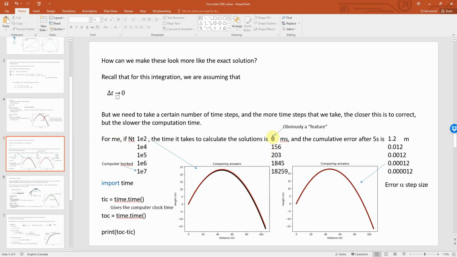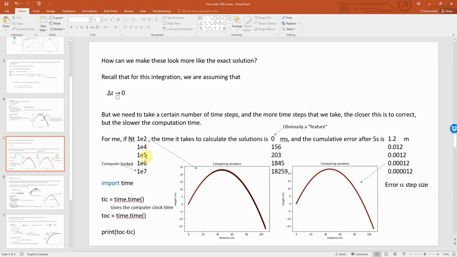But you can see that how long this takes is almost instantaneous. It really takes no calculating time at all. It's so fast, in fact, that because of some feature of this timing function, it records it as 0 milliseconds. But if you increase this to 10,000 steps, then it takes 156 milliseconds, still a fraction of a second, so you don't notice how long this takes. But the error is on the order of 1.2 centimeters, so that error is quite small.